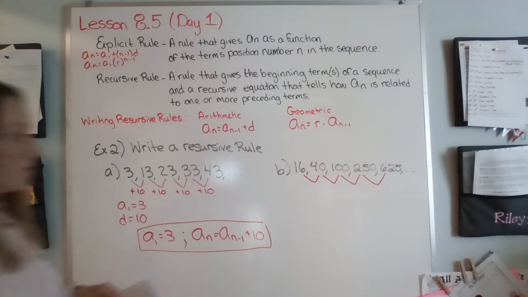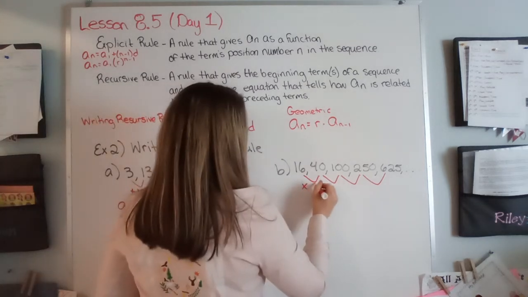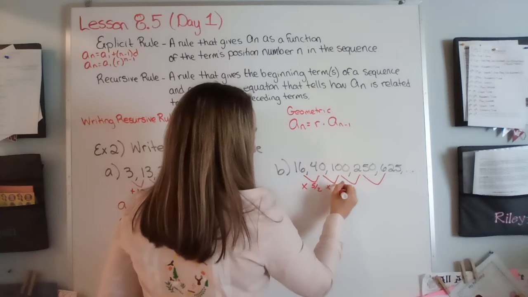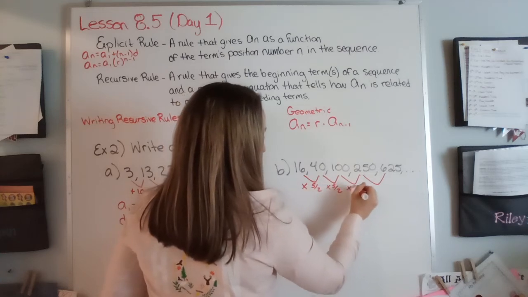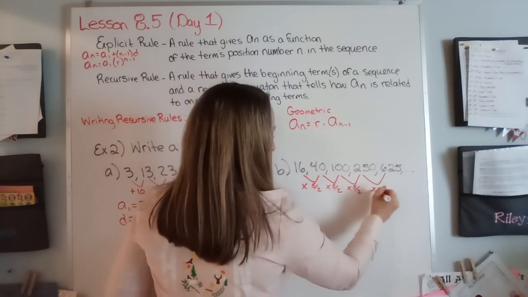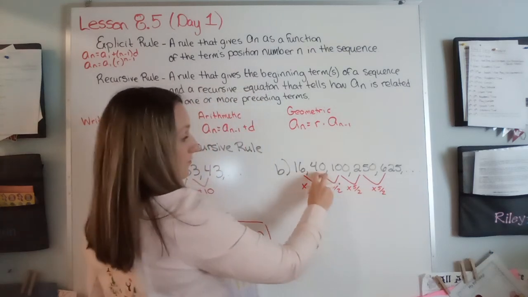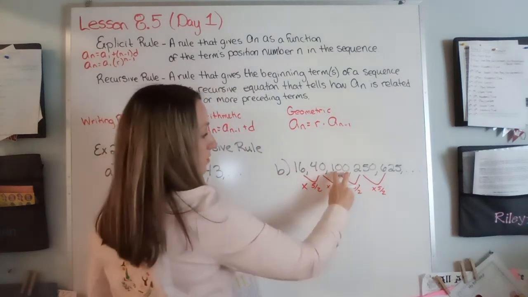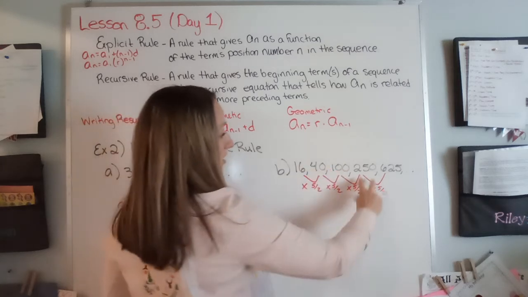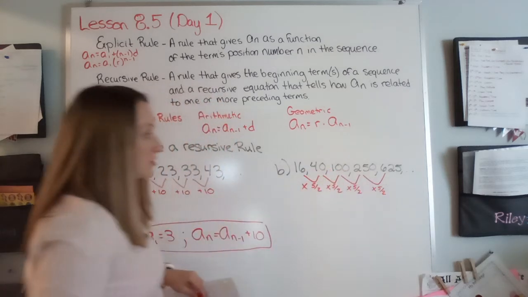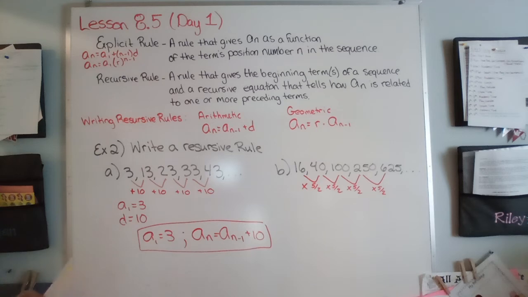You're multiplying by 5 over 2. Times 5 over 2, times 5 over 2, times 5 over 2, and 5 over 2. And remember, to get that 5 over 2, you can take 40 over 16 and simplify, or 100 over 40 and simplify, or 225 over 100 and simplify. Okay, you'll get 5 over 2.